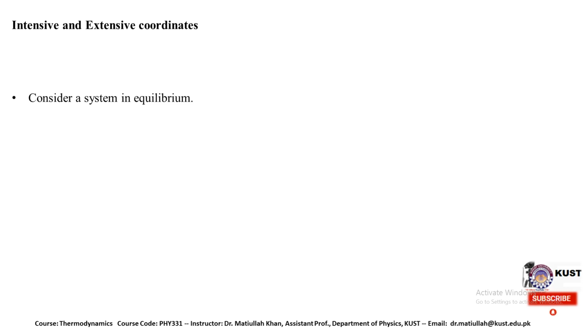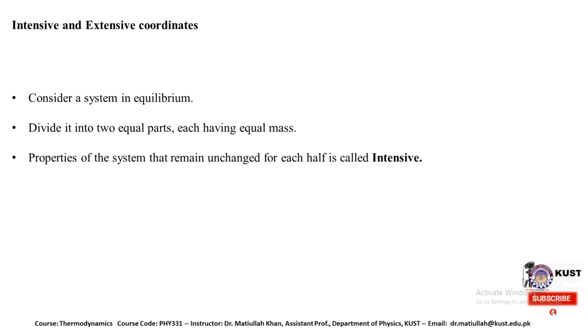For this purpose we need to consider a system in equilibrium, and divide it into two equal parts, each having equal mass, so that we can know the difference between intensive and extensive coordinates. The properties of the system that remain unchanged for each half are called intensive coordinates, and those properties that are divided into two are called extensive coordinates.